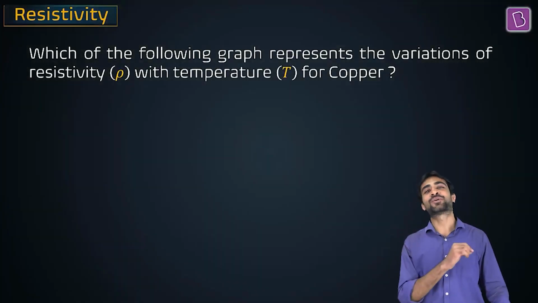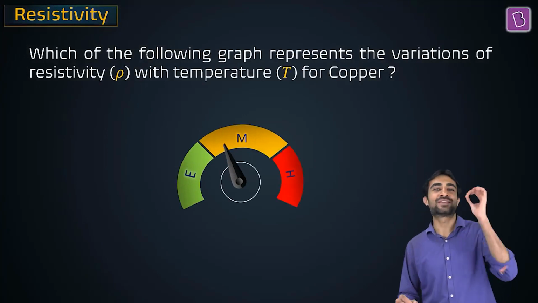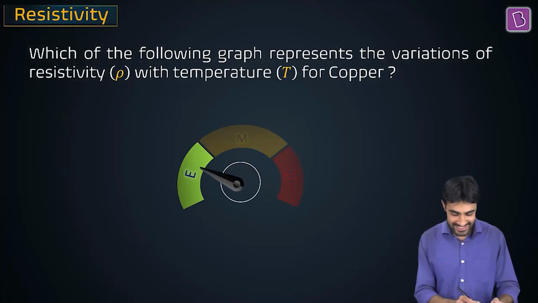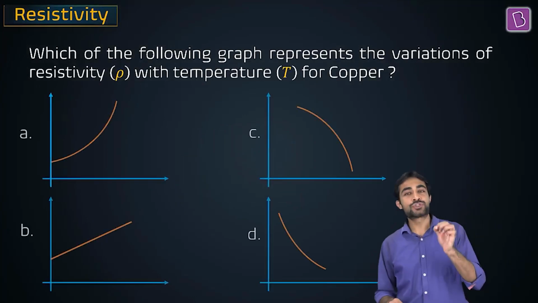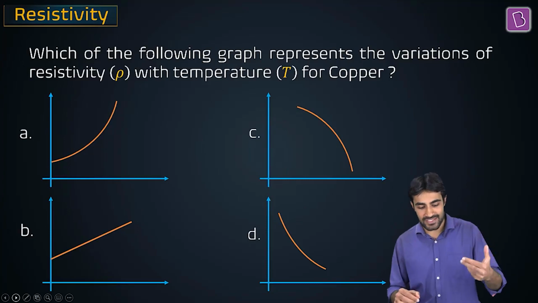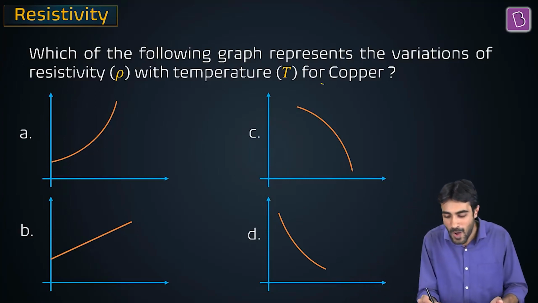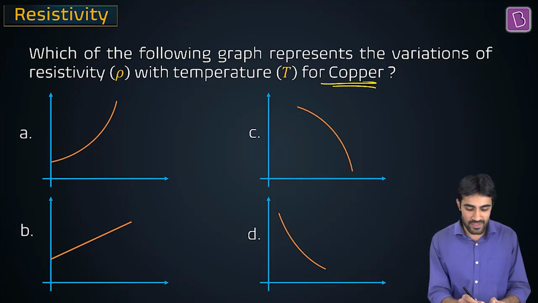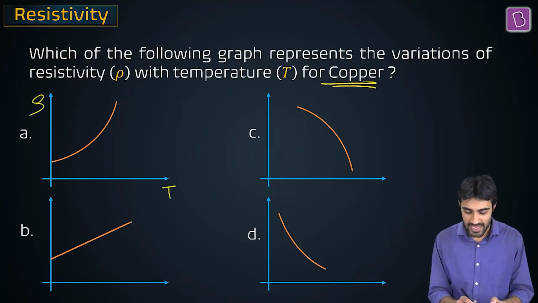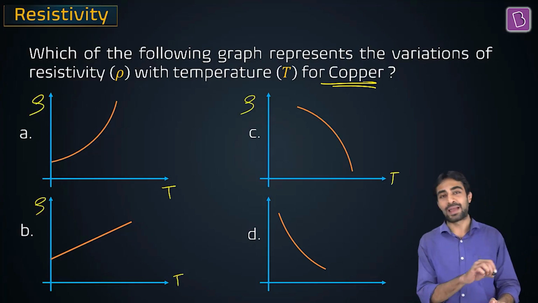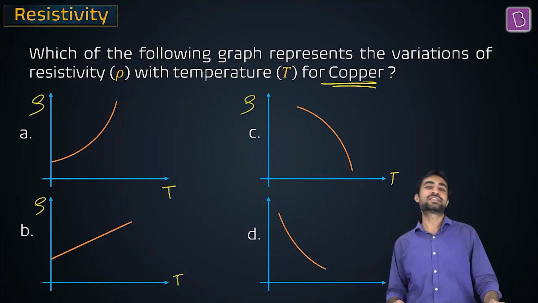Here is an interesting question based on resistivity. And this is a rather simple question. The question says, which of the following graphs represents the variation of resistivity with temperature for copper? So for a metal, copper, what is the variation of resistivity with temperature? And these are the 4 options. Resistivity with temperature.